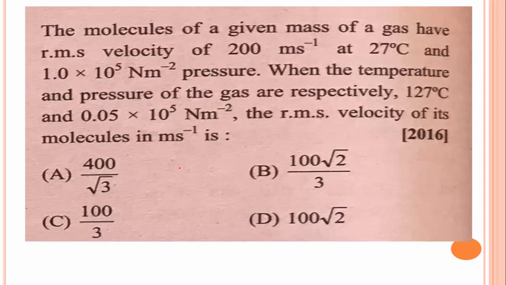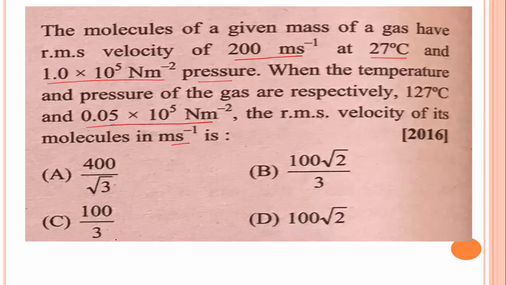The molecules of a given mass of a gas have RMS velocity of 200 meter per second. RMS velocity means root mean square. This is at 27 degrees Celsius and 1 into 10 to the power of 5 Newton per meter square pressure. When the temperature and pressure of the gas are respectively 127 degrees Celsius and 0.05 into 10 to the power of 5 Newton per meter square, find the RMS velocity of its molecules in meter per second.